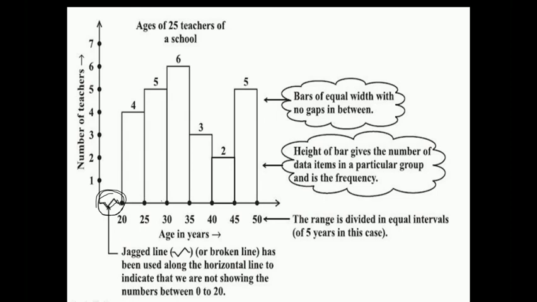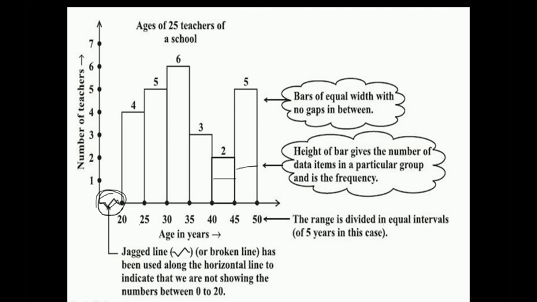Look here, the graph is number of teachers and age in years. So the ages of 25 teachers at a school are given. Now look at these bars of equal width with no gaps in between. You can see the width is the same. And the height of a bar gives the number of data items in a particular group, and it's the frequency. And these numbers 20, 25, 30, 35, 40, 45, 50 are ages in years. So the range is divided into equal intervals of 5 years in this case.